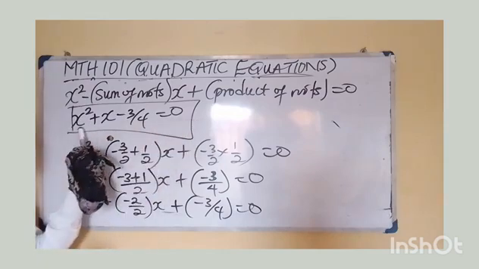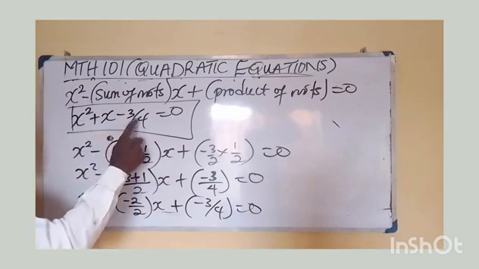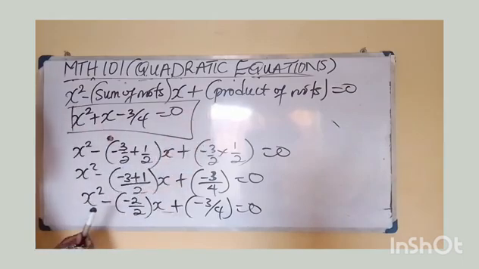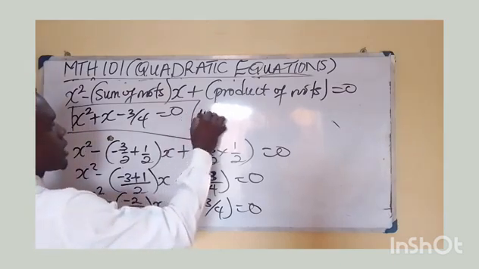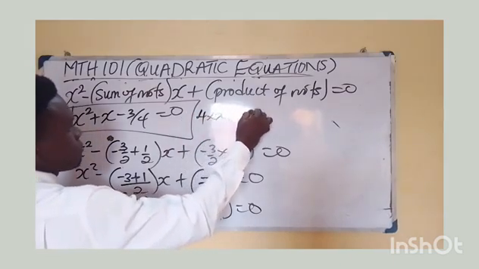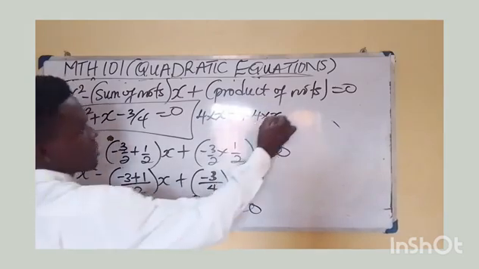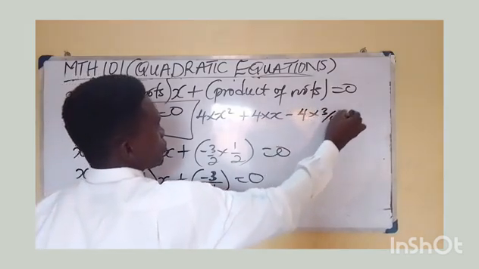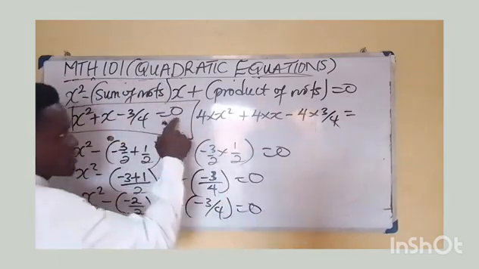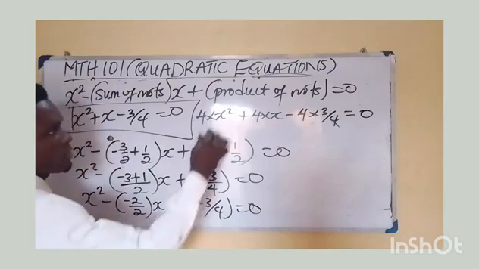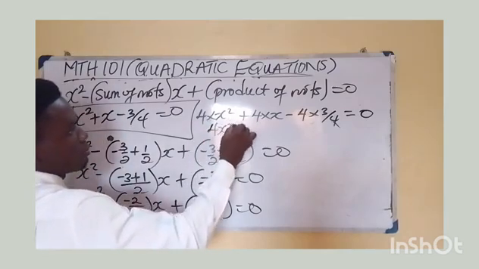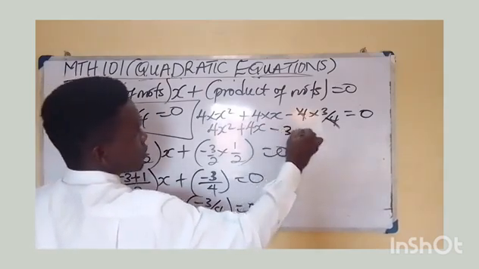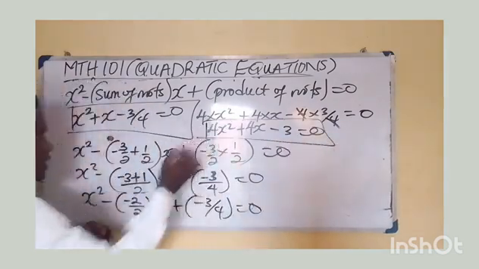But do you know that I can simplify this further? Yes, because of this denominator 4, I can multiply through by 4. I'll have 4 times x squared plus 4 times x minus 4 times 3 over 4, all equal to 0 times 4, which is 0. All I have now becomes 4x squared plus 4x minus 3, all equal to 0. So this is a quadratic equation.